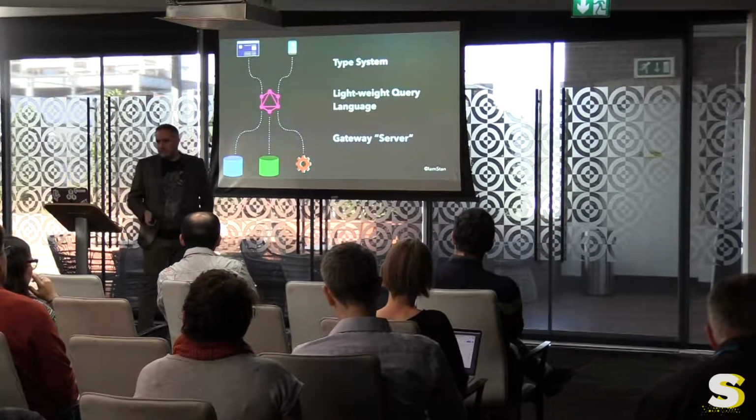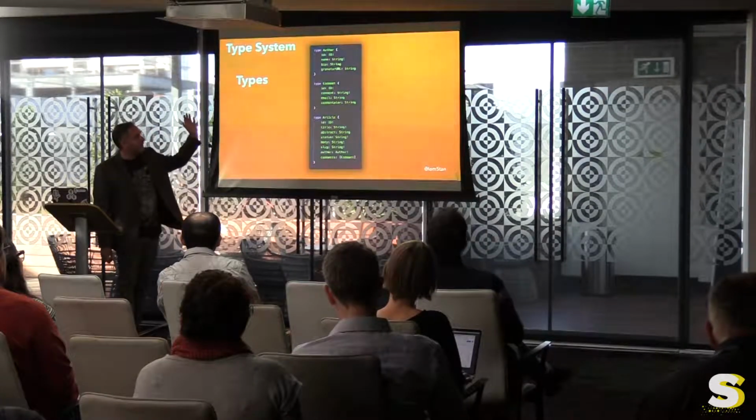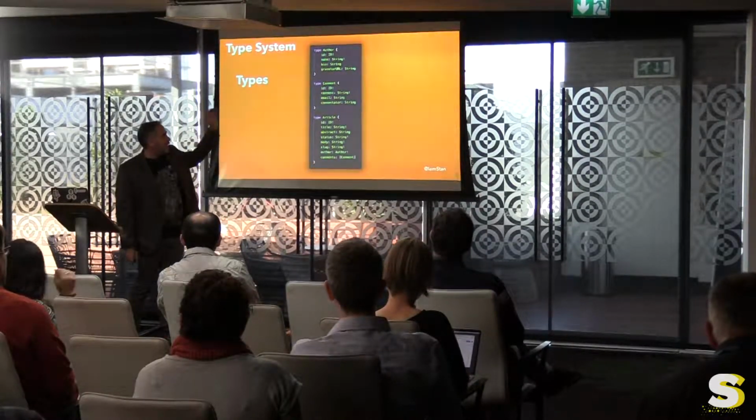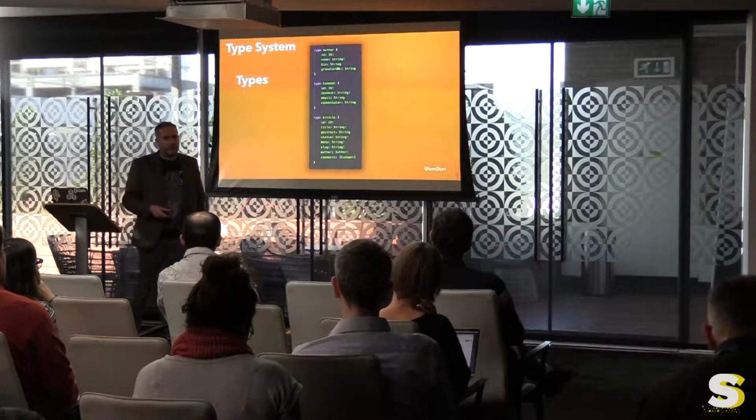So what does a type system look like? A type system is types. You declare your types like this. You can create a custom type called Author, associate ID, name, bio, whatever. Say you've got a Gravatar URL. This is a blog post example.